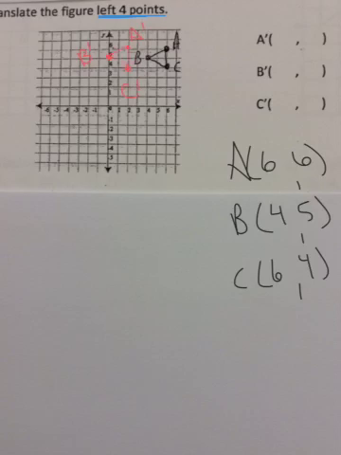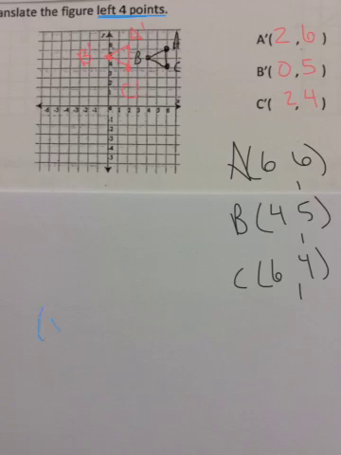Okay, and name our ordered pairs. So A prime, we're going right 2 and up 6. B prime, we're staying right at the origin, so that's 0, and then we're going up 1, 2, 3, 4, 5. And then for C prime, we're going right 2 and up 4.